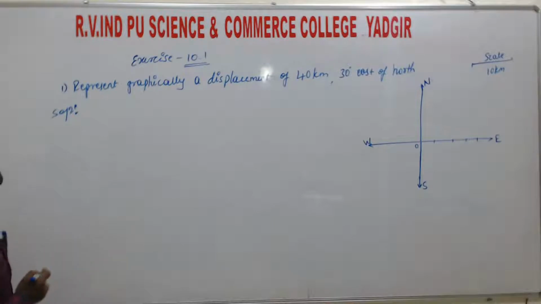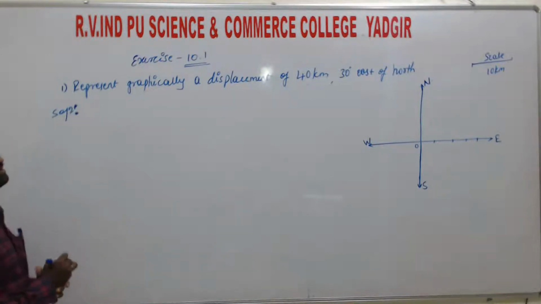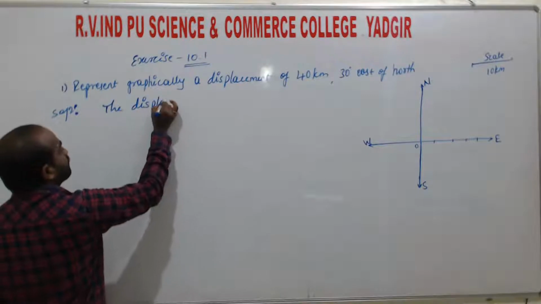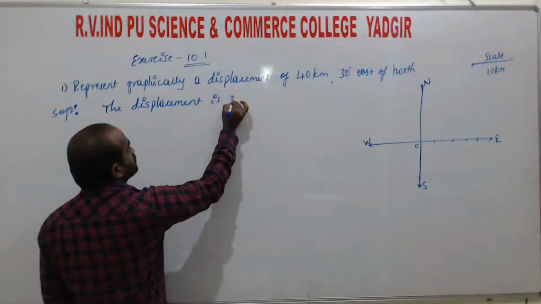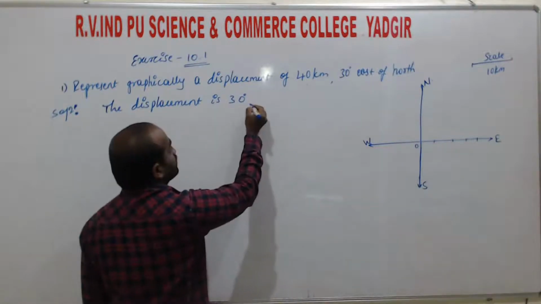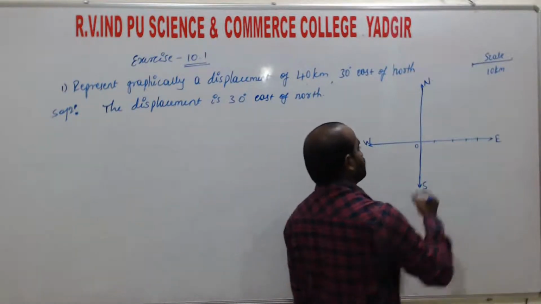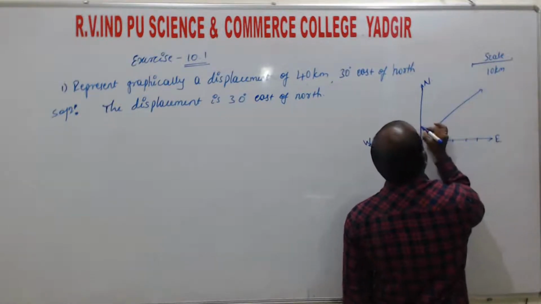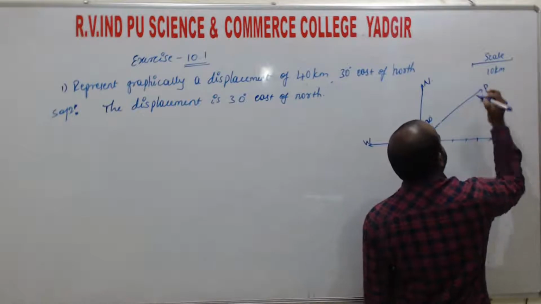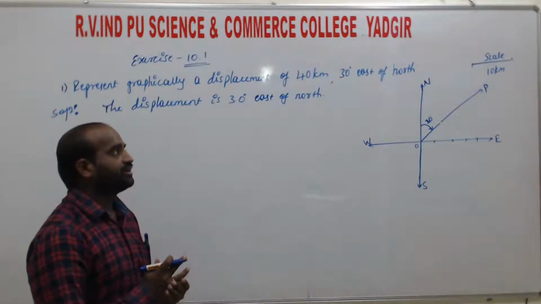First, we denote the displacement as 30 degree east of north. The displacement is 30 degree east of north. Okay, we have to take 30 degree east of north. This is P. The vector OP represents the displacement of 40 kilometer 30 degree east of north.